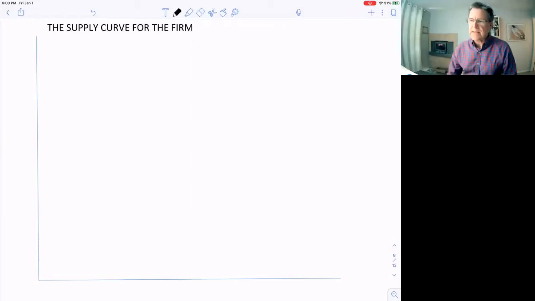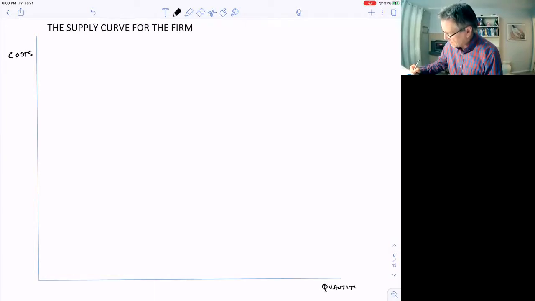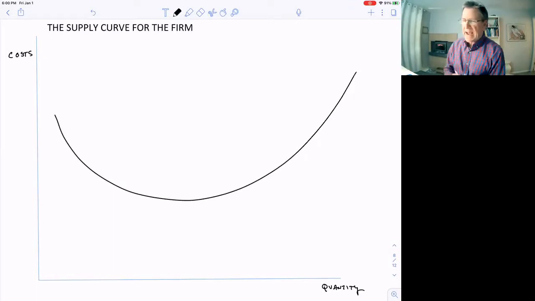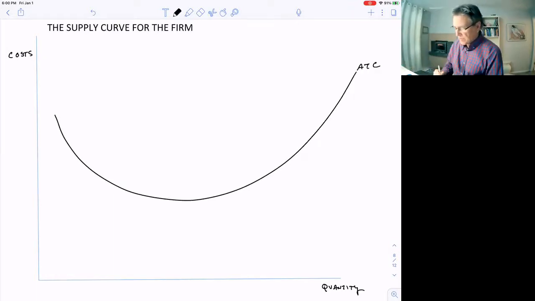What I want to do in this video is go over the supply curve for the firm that operates in this perfectly competitive environment. First, we'll put costs on the vertical axis and quantity on the horizontal axis. And remember, this average cost curve has a U shape to it.